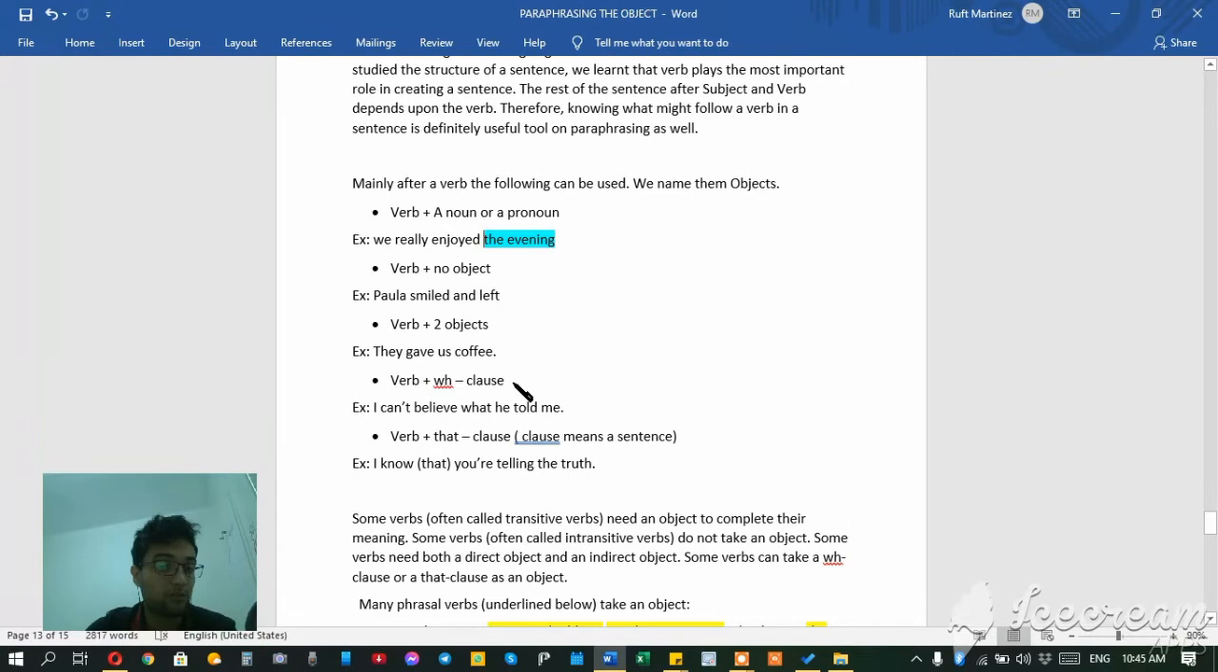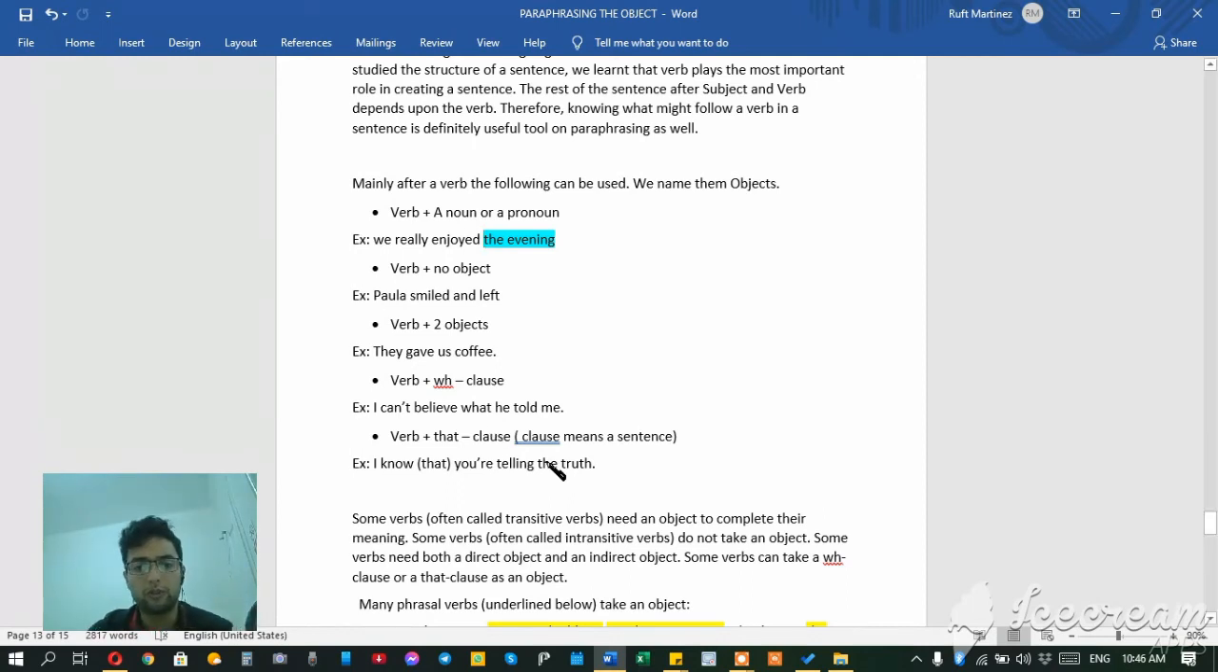Verb plus wh- clause. I can't believe what he told me. The diagram shows how steel roads are processed, are made. The diagram shows the process of making steel roads. The diagram shows how to process, make steel roads in the factory.